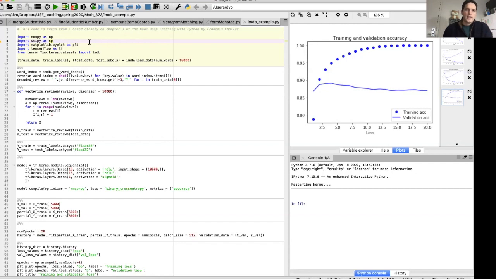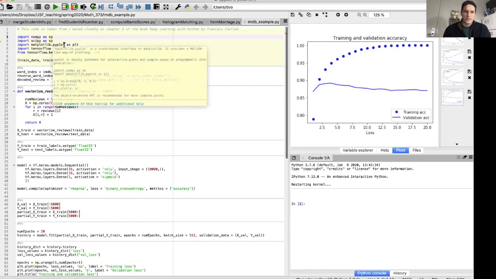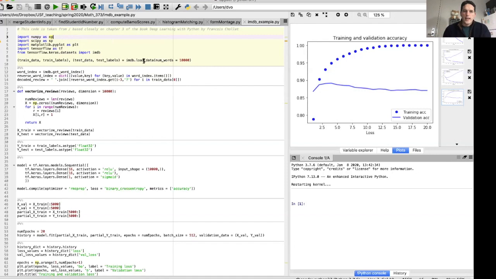So this code that I'm going to show you is based closely on chapter 3 of the book Deep Learning with Python by Francois Chollet. It's a great book, one of my favorite machine learning books. I recommend it highly. So let's take a look at this code and see what we're doing. We're going to import TensorFlow, and this line here just reads in the IMDB data. So let's execute this section of code. We're reading in the IMDB data right now.